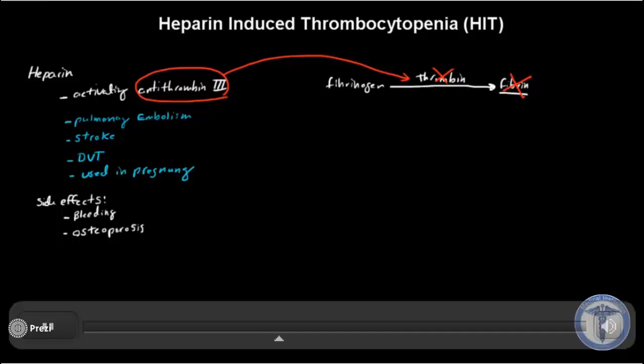Instead, we can give her another drug in the heparin family, which is a low molecular weight heparin, and it's called enoxaparin, which does not cause osteoporosis, okay, which is a high yield point that we need to know. And lastly, another important side effect is heparin-induced thrombocytopenia, which we're going to talk about now.